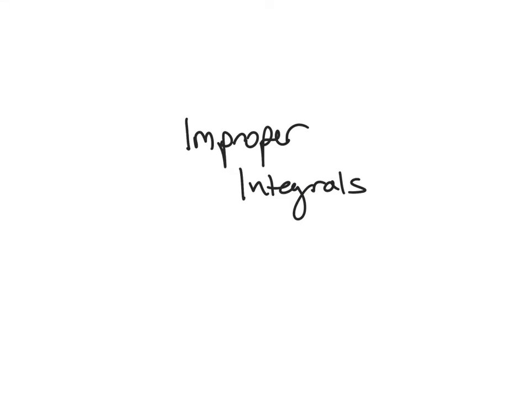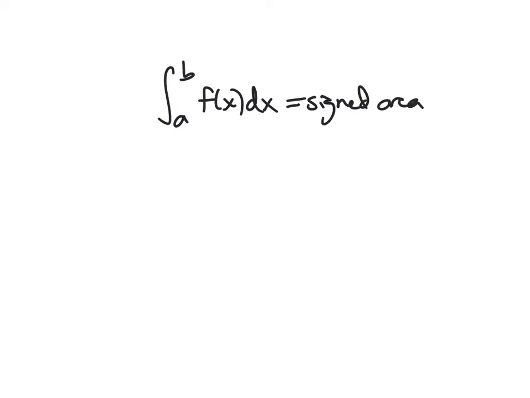Hello everyone. In this video we will be discussing improper integrals. So thus far we're used to seeing definite integrals just in the form integral from a to b of f of x dx, right? Where a and b are finite numbers, and we know that this tells us our signed area with regards to f.